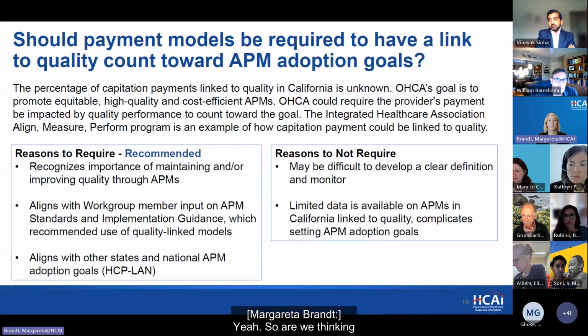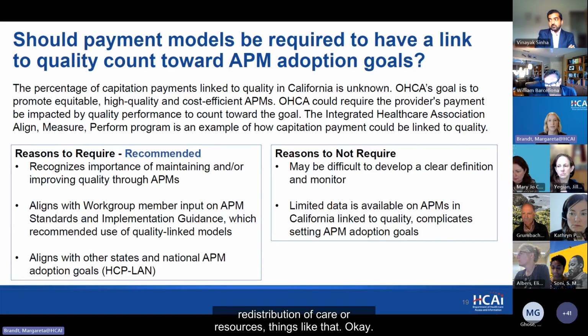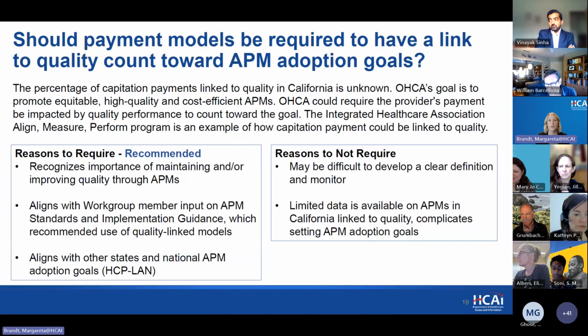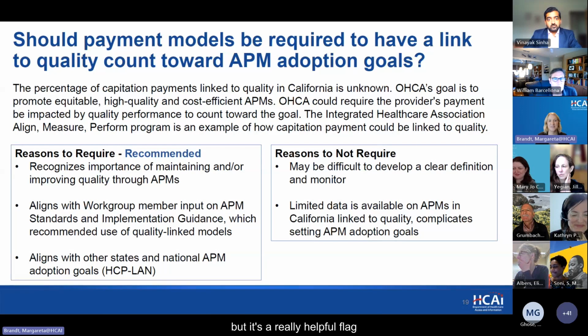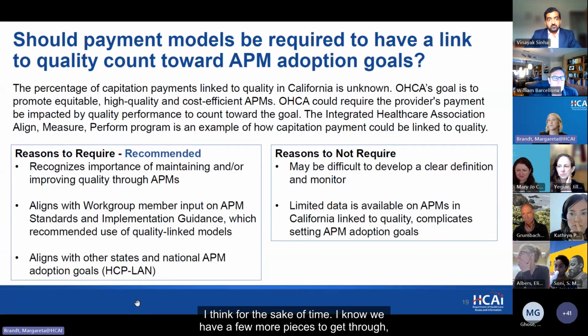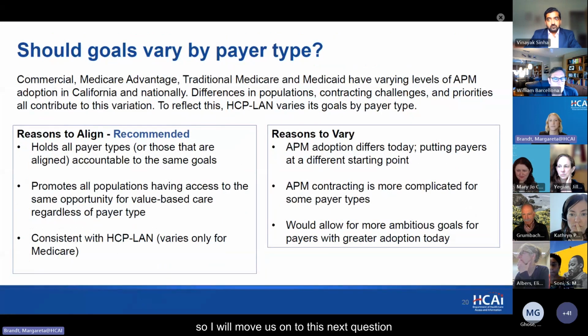Yeah, so are we thinking about a narrow definition of quality in terms of performance on specific measure sets, or are we thinking broadly in terms of quality also tied to utilization and redistribution of care or resources, things like that? Okay. I'm not sure we're going to answer this question directly today, but it's a really helpful flag. Okay. For the sake of time, because I know we have a few more pieces to get through, I'll move us on to this next question.